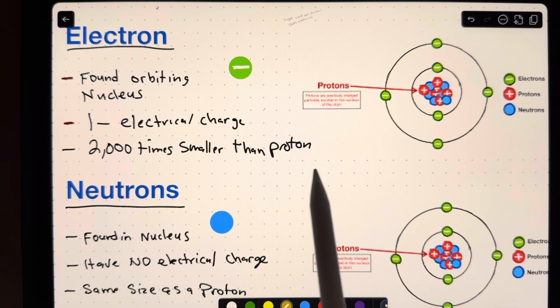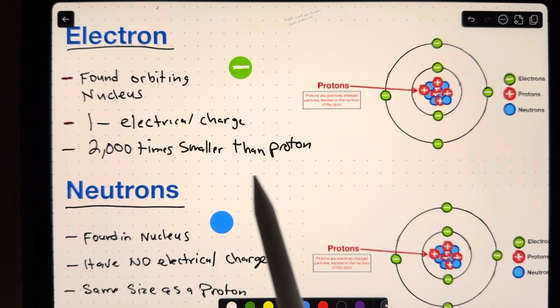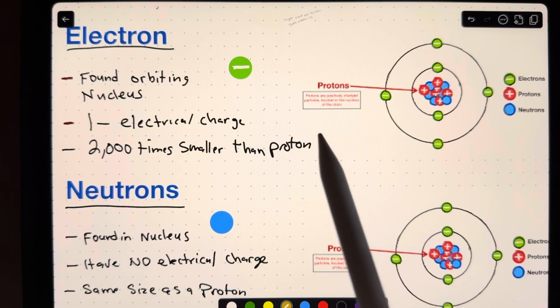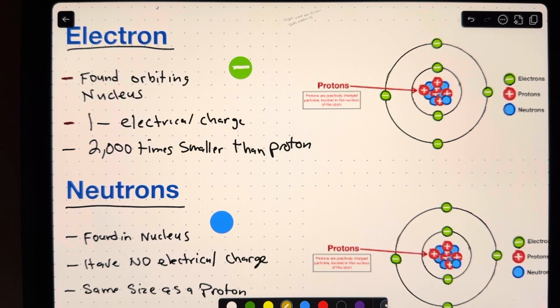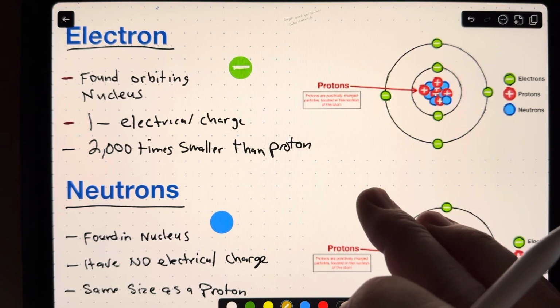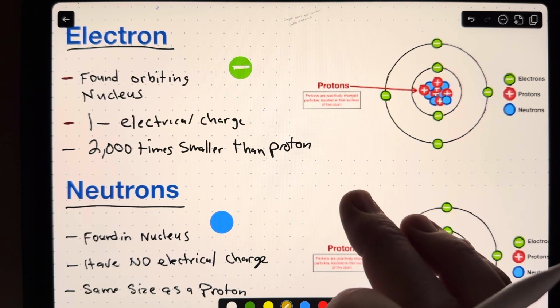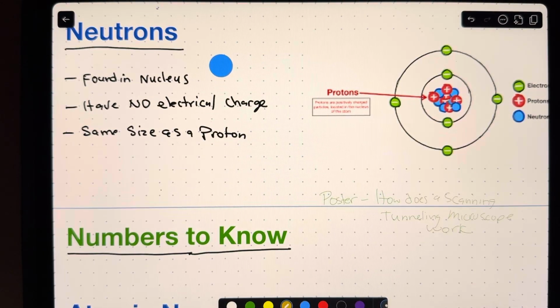Now, see here it says 2,000 times smaller than a proton. Wow, so think about this. If a proton weighs 2,000 pounds, an electron that's zooming around here only weighs 1 pound. And so, kind of a cool little tidbit you could tell at a party one day. Okay, so you had your proton, positive electrical charge, electron, negative electrical charge, and I put them together for a reason. Now, the third particle, neutrons.